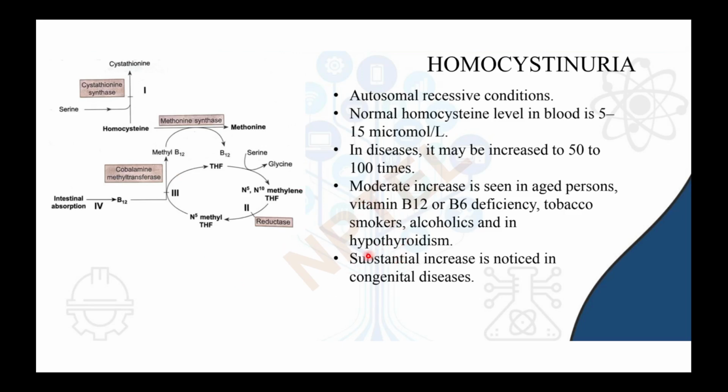But that is an acquired condition. That is not a genetic condition. But then cystathionine synthase deficiency is a genetic condition. It's an autosomal recessive condition. Okay. So the acquired homocystinuria can get triggered in the bodies of tobacco smokers, alcoholics, and in case of hypothyroidism also. And substantial increase is noticed in the congenital diseases.